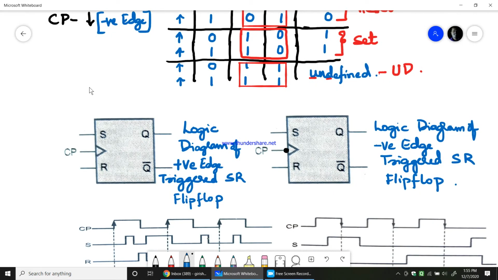So here you can see a logic diagram. Without a bubble here, there is no bubble here, so we normally call this a positive edge triggered SR flip-flop. This is a symbol of the SR flip-flop. And this is also a symbol of the SR flip-flop, but this is negative edge triggered. A bubble, if you see here, says it is negative edge triggered. Positive edge and negative edge, I told you earlier in the previous video, is what we are using here to trigger this flip-flop.